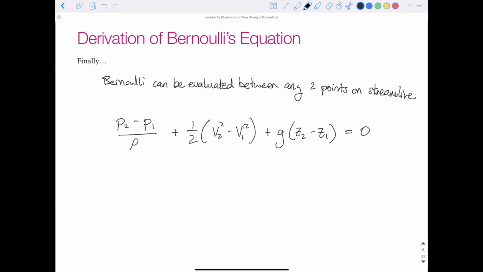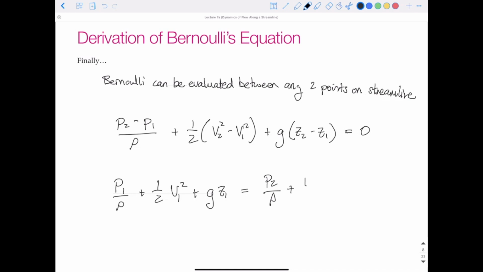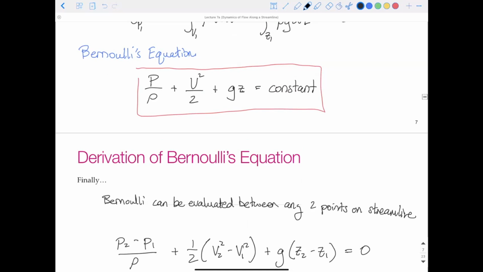Or if we wanted to rearrange this to a more common form, it's more common to see Bernoulli's equation written as P1 over rho plus 1/2 V1 squared plus G times Z1 is equal to the same equation at point 2. So P2 over rho plus 1/2 V2 squared plus G times Z2, which is equal to some constant. It's just constant, so it's not changing. So at any point along the streamline, this relationship will hold. That's what this equation up here is saying. So if we evaluate Bernoulli's equation at any point along a streamline and consider those 3 terms, the sum of those 3 terms will always be constant along that streamline.